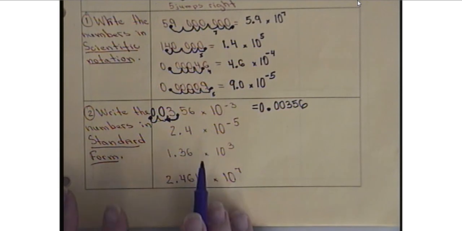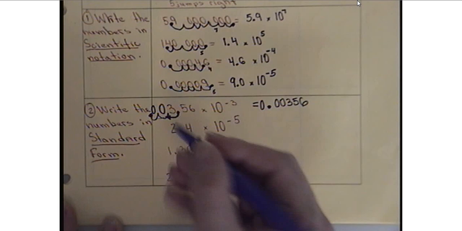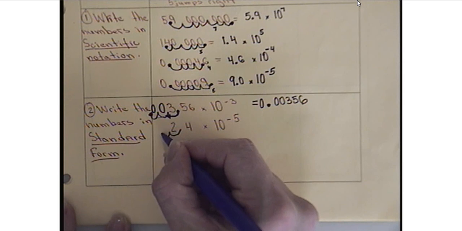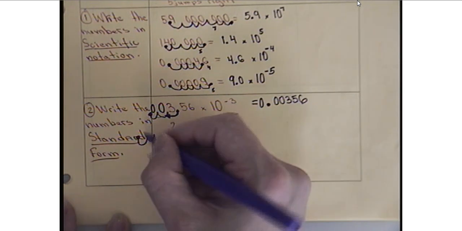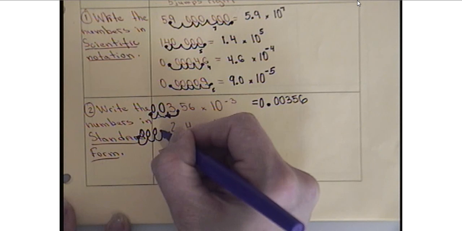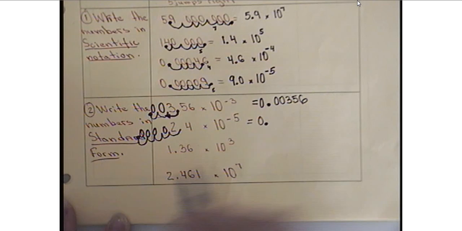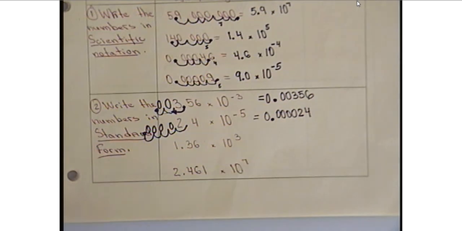With the next example, we have negative 5 jumps. So again, we have to go to the left 5 times. So we make 1, 2, 3, 4, 5 jumps. When you make those 5 jumps, you have to fill this out with zeros. And this is equal to 0 point, and now I have 4 zeros, 1, 2, 3, 4 zeros, and then the numbers 2 and 4.